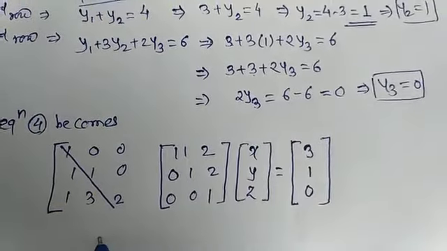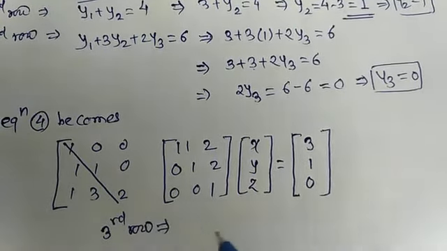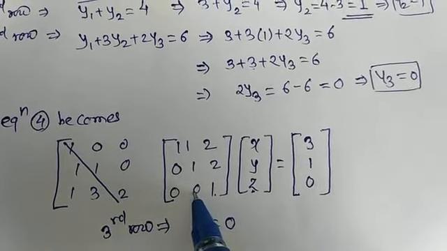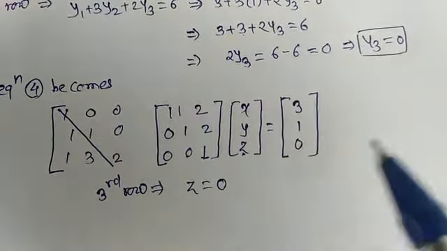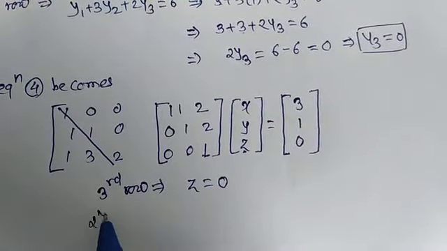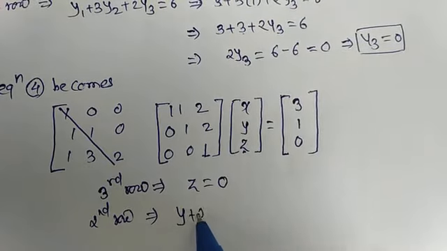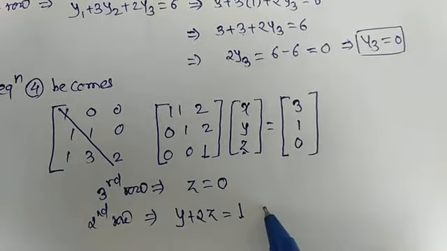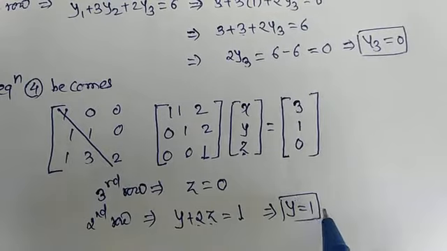Now from the third row you can write z is equal to 0. Here the other coefficients are 0, only the z coefficient is 1, so z is equal to 0. From the second row it can be written as y plus 2z is equal to 1. Here z is 0, so we directly write y is equal to 1.